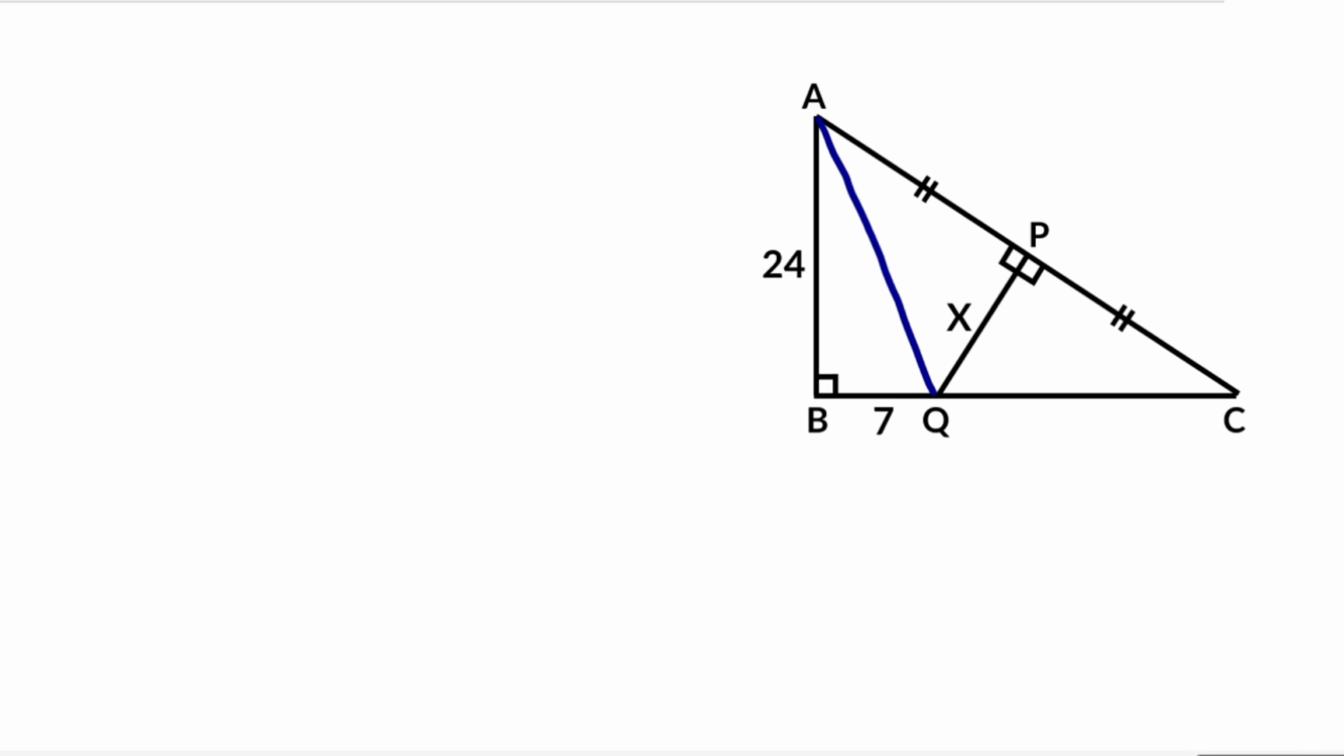We already know 2 of its sides. AB is 24 and BQ is 7. So we can use the Pythagorean theorem. AB squared plus BQ squared equals AQ squared. That gives us 24 squared plus 7 squared equals AQ squared. 24 squared is 576.